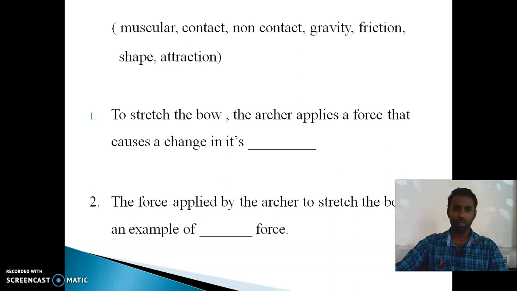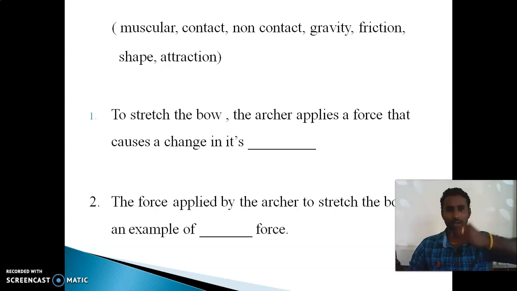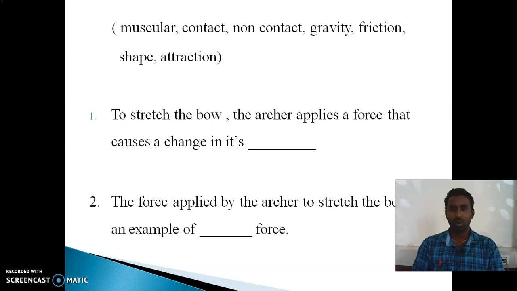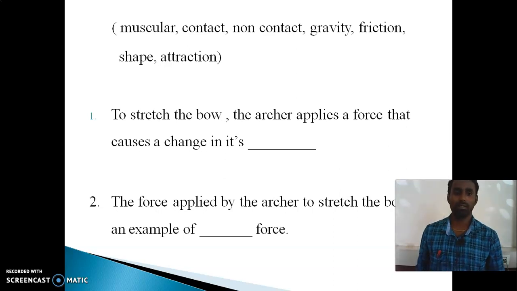So the first answer, see here: to stretch the bow, the archer applies a force that causes a change in its shape. While you are stretching the bow, that strong rubber or thin rope, whatever it is, will change its shape, right? So the first answer, change its shape. Second one, the force applied by the archer to stretch the bow is an example of contact force or muscular force. You can use contact force or muscular force.